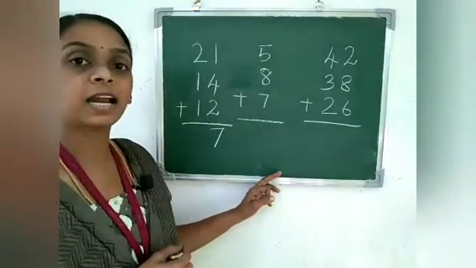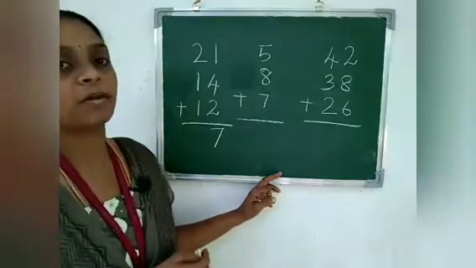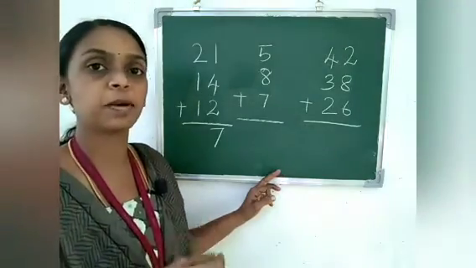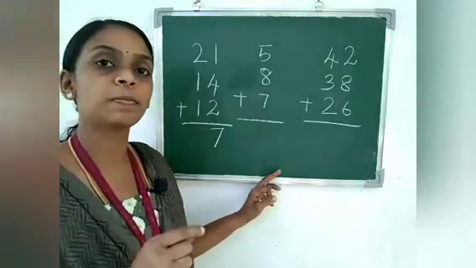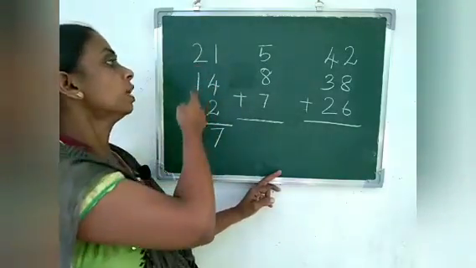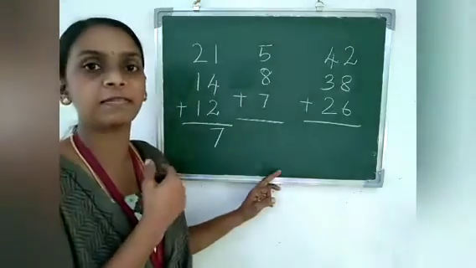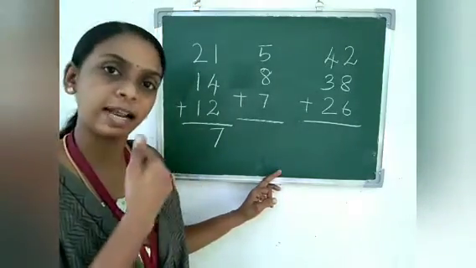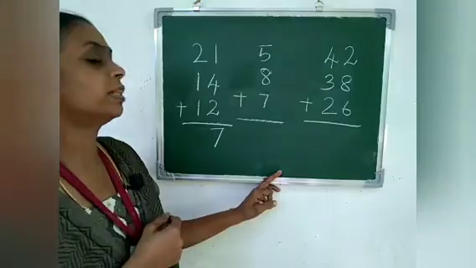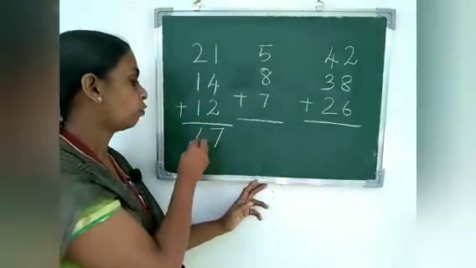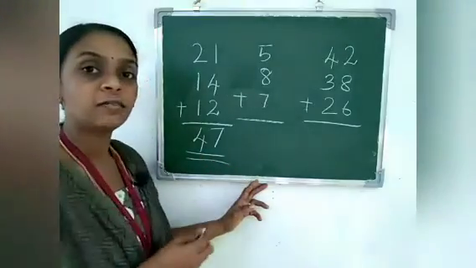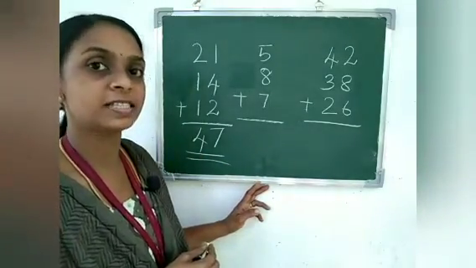And next we will start from which place? We will start from the tens place. For a 2-digit number there are 2 places, so the next place is the tens place. Here we add the tens place numbers: 2 plus 1 is 3, then 3 plus 1 is 4. So what is the answer? 47.